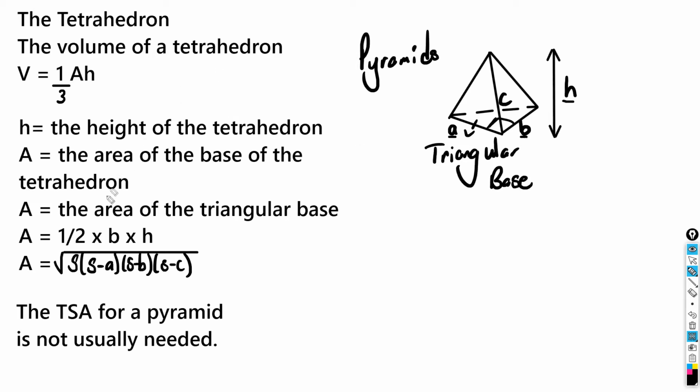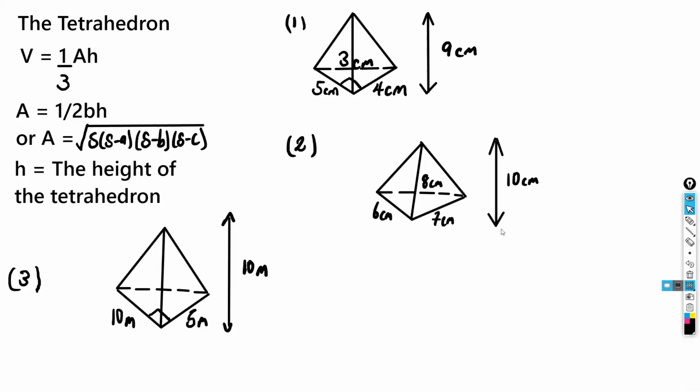All right, so we're going to move on to 3 examples of finding the volume of these pyramids. All right, guys. So we're looking at the 3 examples here for the tetrahedron. And we can see here that the volume is equal to 1 over 3 times the area times the height. The area is equal to half base times height, or it's equal to Heron's formula, the square root of S times S minus A times S minus B times S minus C, and H is the height of the tetrahedron. Okay, so let's do the first example.